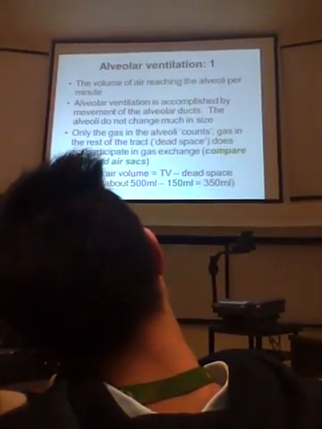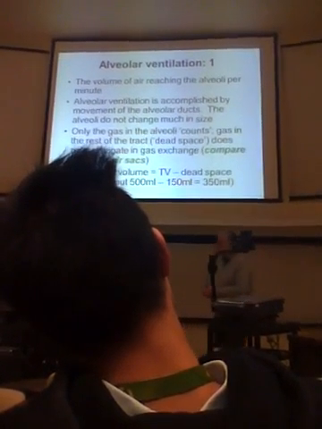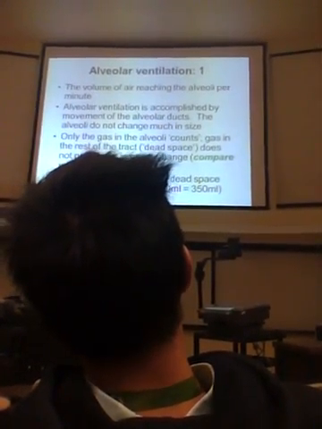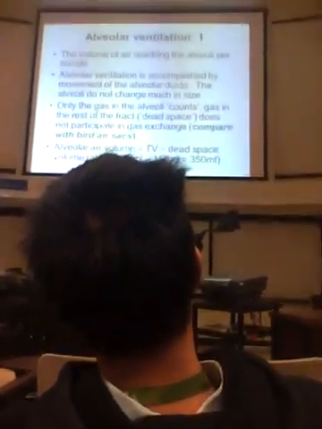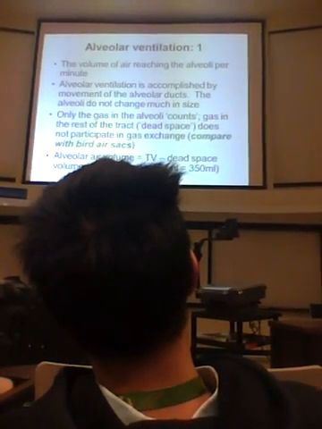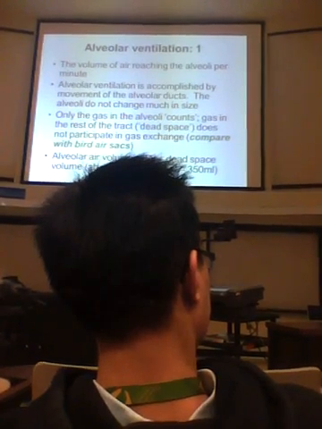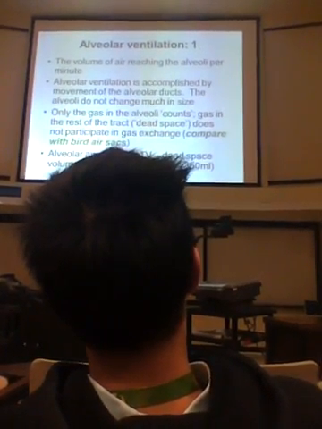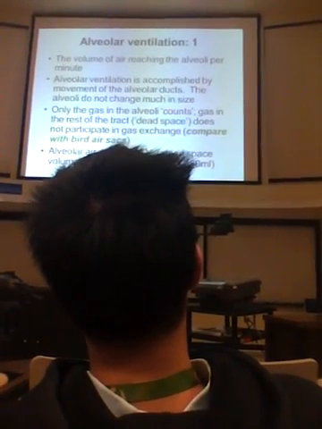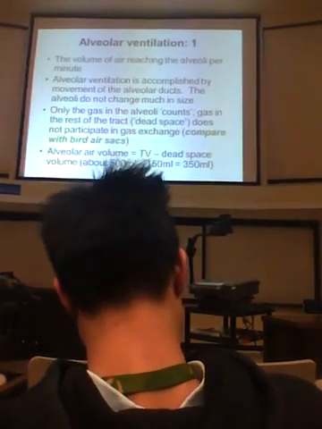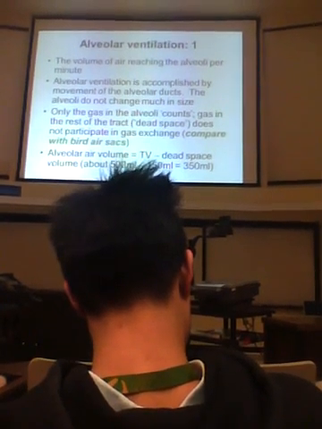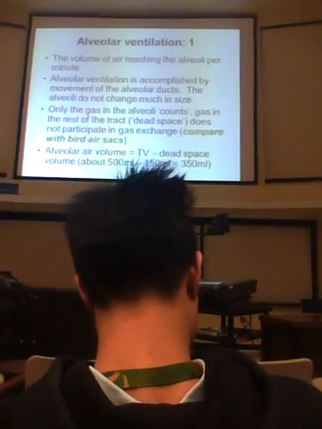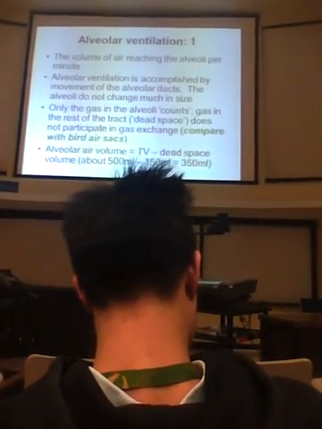And so alveolar ventilation refers to the volume of air reaching the alveoli per minute. The alveolar ventilation is accomplished by movement of the alveolar ducts. Remember, there's a certain amount of movement. There's some muscle in there which enables them to change in size, not very much. The alveoli themselves don't change much in size. There's not a huge amount of expansion. And of course, they don't collapse. We talked about that.